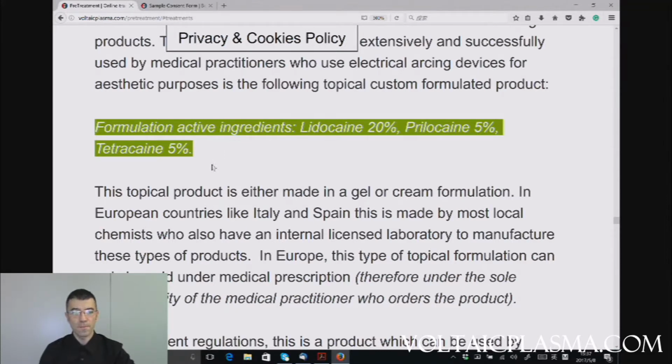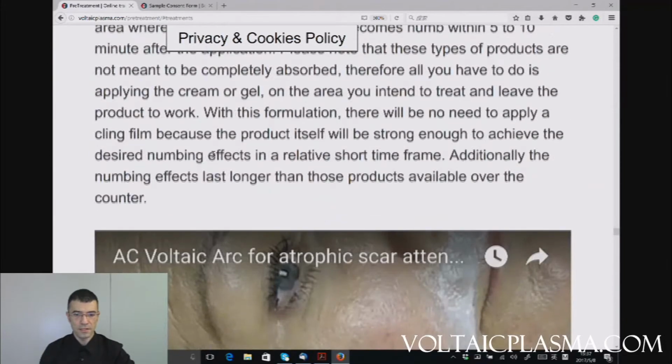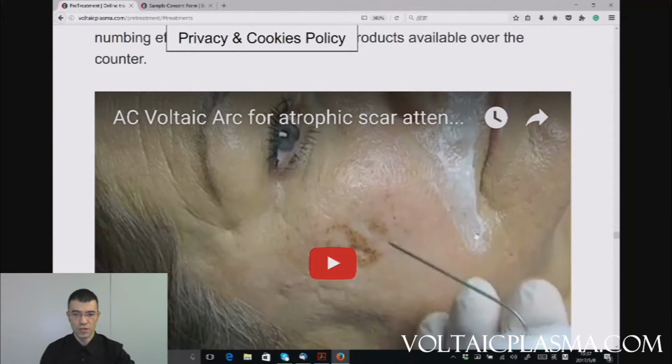But the good thing about this particular formulation is that you apply it on the area that you're looking to treat. Say for example here, we applied it there in this particular case, and then whatever area you want to treat, within 5 minutes the area is going to be numb, so you can start the treatment. And then what you do, you just take off a little bit, and then you can carry on and do the treatment little by little, and the person will not normally feel any pain, or sometimes they even don't feel any discomfort.